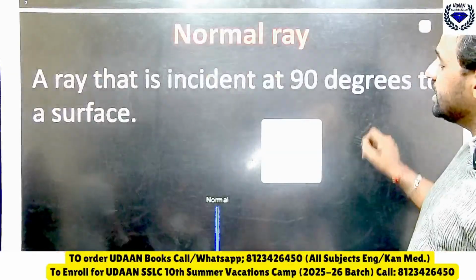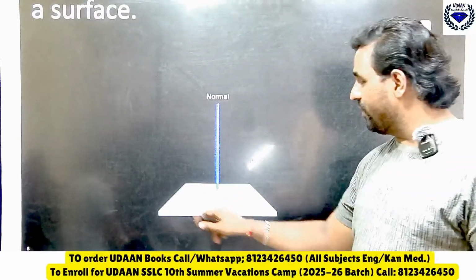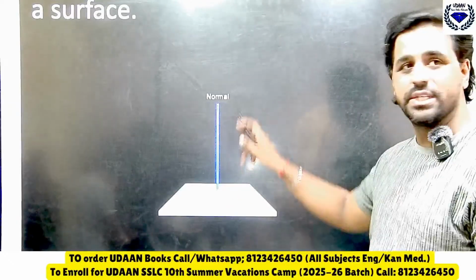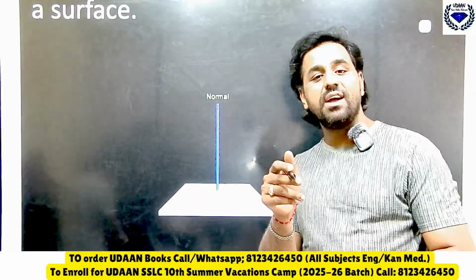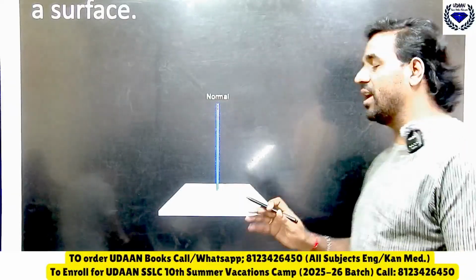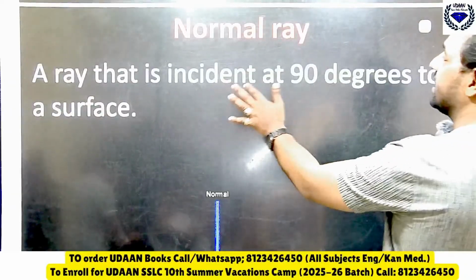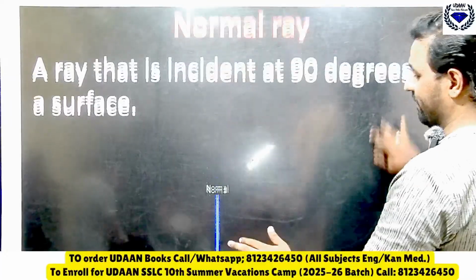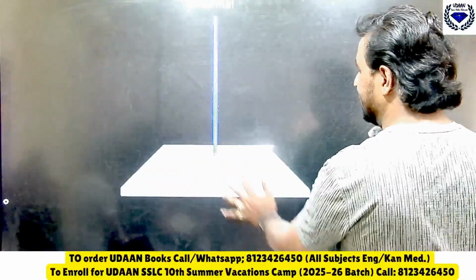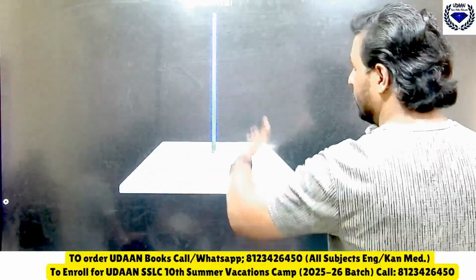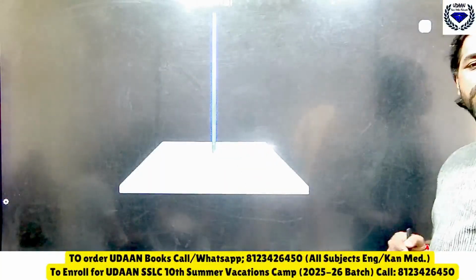Then what is a normal ray? Suppose this is a reflecting surface and the perpendicular to this, the 90 degree line, that one we call the normal ray. A ray that is incident at 90 degrees to the surface. That is perpendicular to the surface, that we call the normal ray.